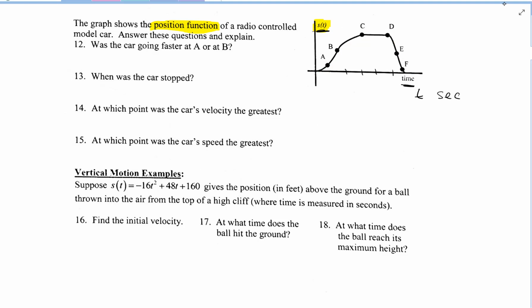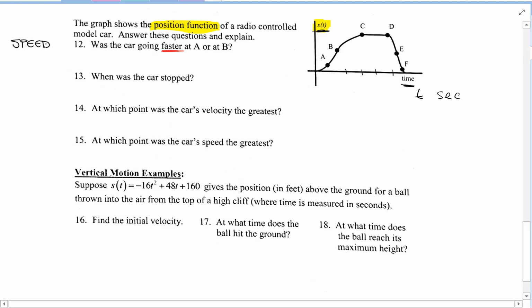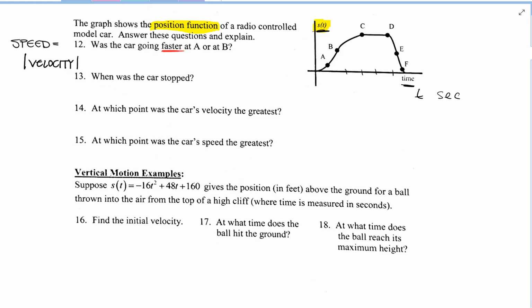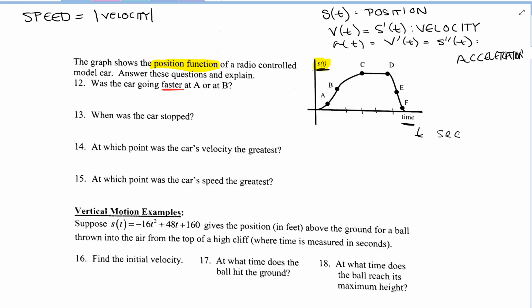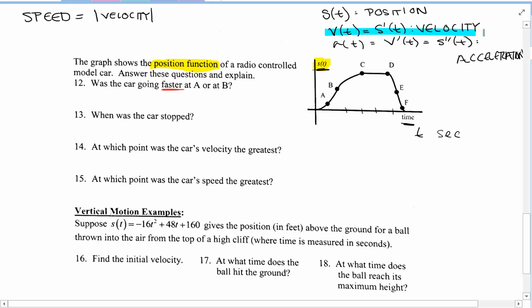Was the car going faster at A or B? So faster is asking us about speed. Speed is the absolute value of velocity. Okay, great, but they didn't give me the velocity function. They gave me the position function. So how does velocity relate to the position function? Okay, well, the velocity function is the derivative of the position function.